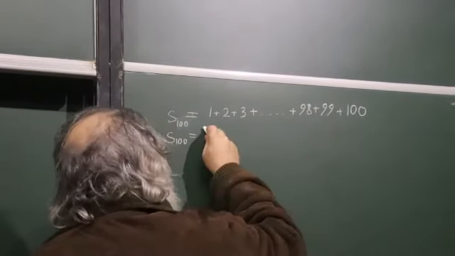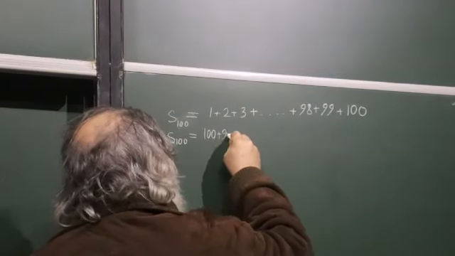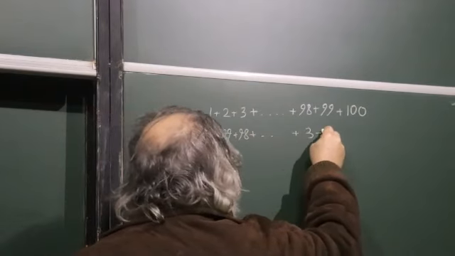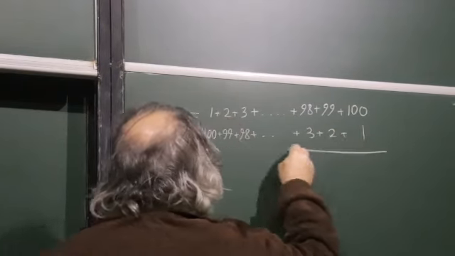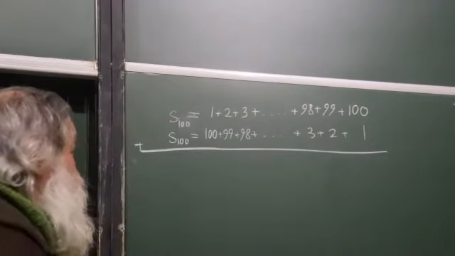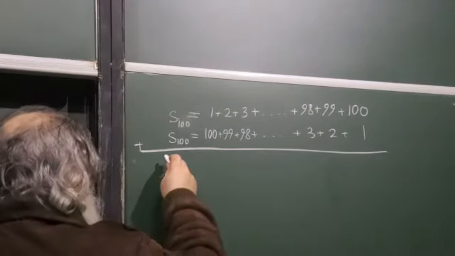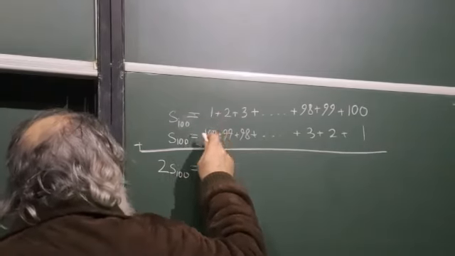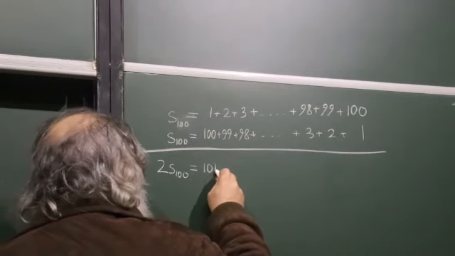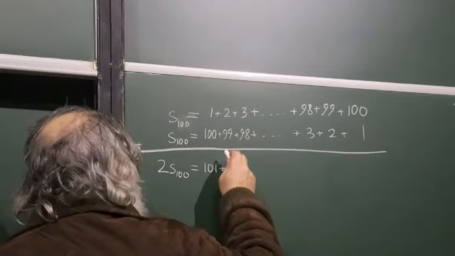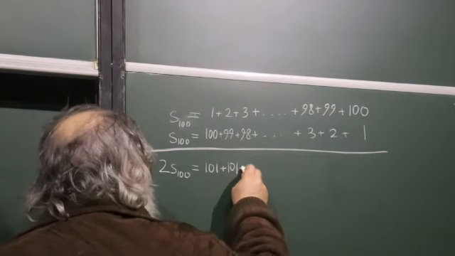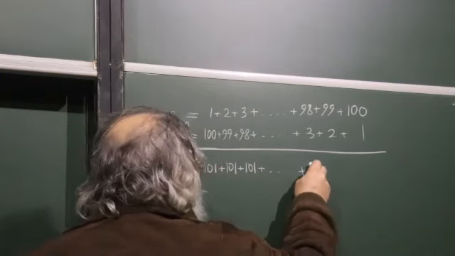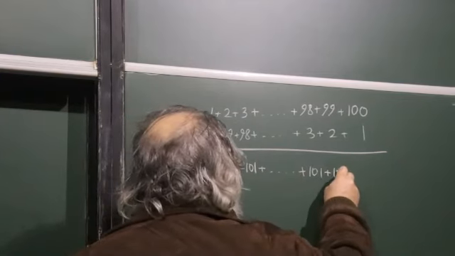Start from 100. 100 plus 99 plus 98 and so on. Plus 3 plus 2 plus 1. And now add these equalities. Here we get 2 times S100. Here we get 100 plus 1, 101. Here we get 99 plus 2, 101. Again, 101. All the way to the end is 101.